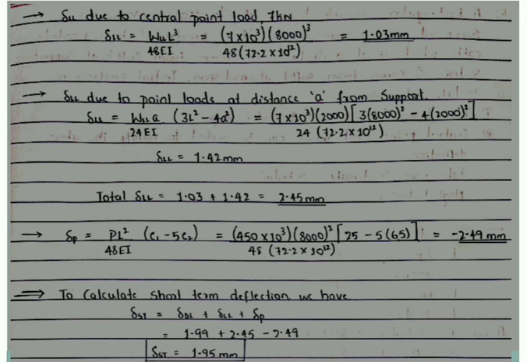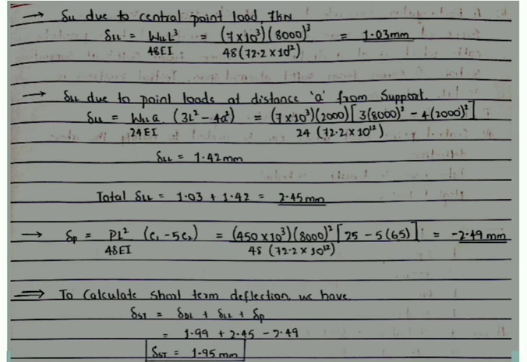Now in the next step we are considering the point load which is either to the left of the center or to the right of the center. Any one you have to take and apply the second formula which we have discussed. So delta live load due to a point load which is not at the center is given by WLL into A divided by 24 EI multiplied by 3L square minus 4A square.